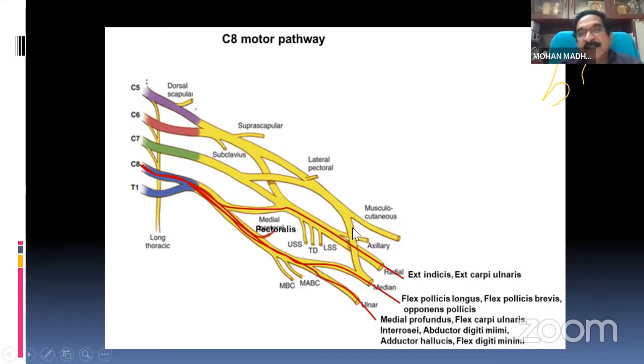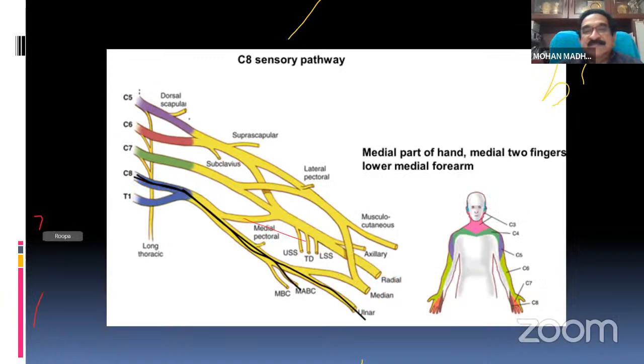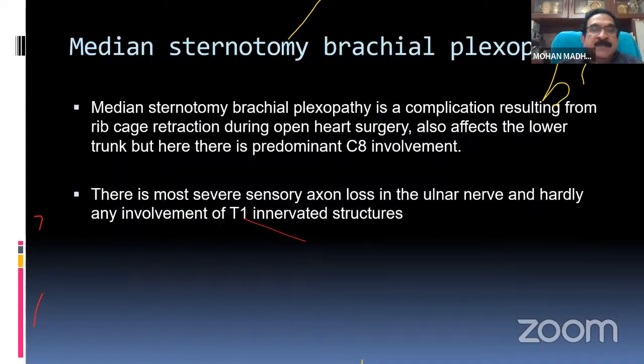Now let us see the supply. C8 is supplying these muscles. Normally all are supplied by C8. T1 also contributes, but it doesn't predominantly contribute to the APB, as told last time. The APB is not coming from C8 here. And this is the area of the sensory loss. That's all you know about.